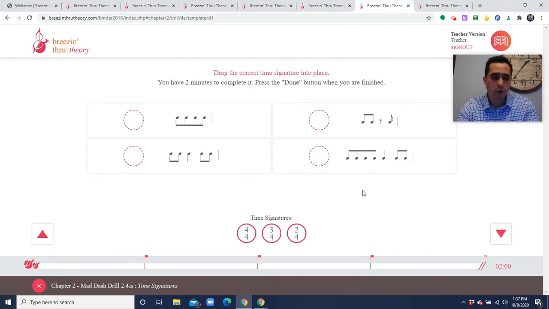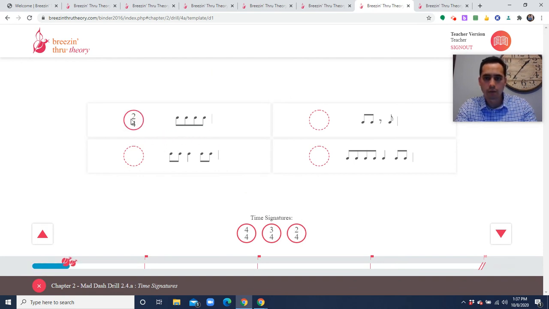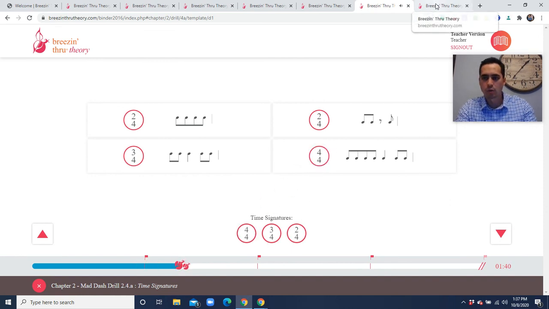This one's pretty fun. All you have to do is count how many beats are within it, and then you drag over the time signature that goes along with it. Right here we see only 2 beats, so 1 and 2, and you just drag that over. Same thing over here. We see 1 and 2, so it's only 2 beats. You drag that over. Over here you see 1, 2, 3, 4. Then you see 4 beats, so you drag over that 4 time signature. Nothing too crazy.